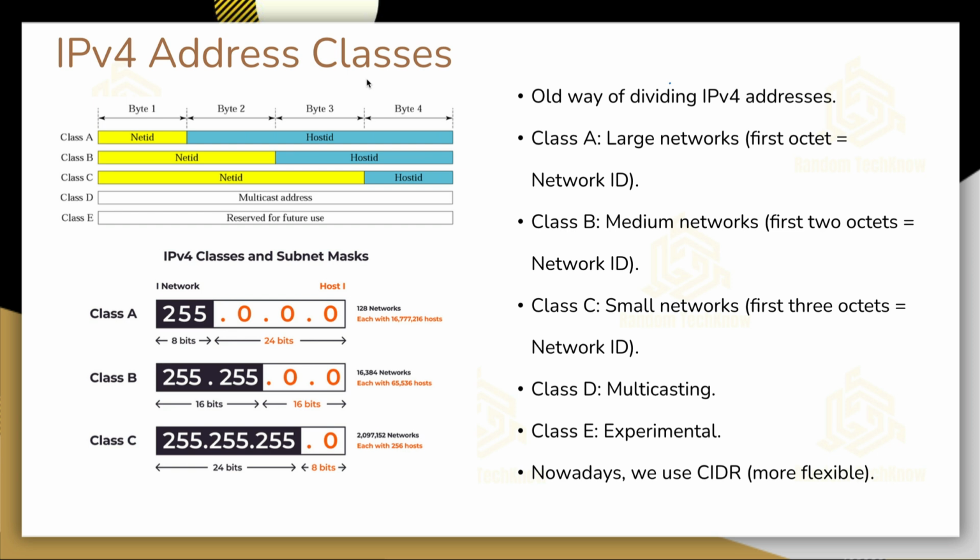Now, in the early days of the internet, IPv4 addresses were categorized into different classes: A, B, C, D, and E. It was like having different postal zones with slightly different address formats. Class A was for the huge networks, Class B for medium-sized ones, and Class C for smaller networks. Classes D and E were reserved for special purposes, but today we mostly use a more flexible system called CIDR, which stands for Classless Inter-Domain Routing. It allows for more efficient use of IP addresses, but the main idea of network and host IDs is still the same.